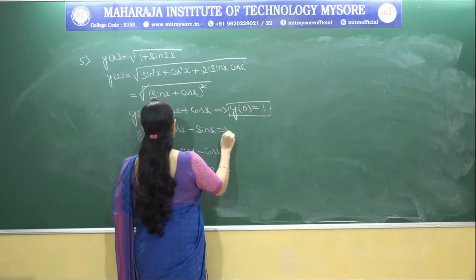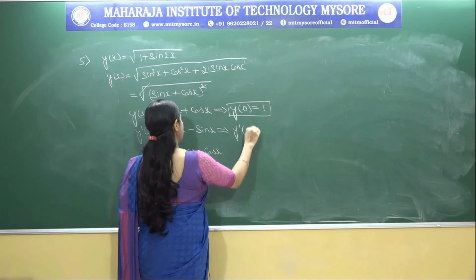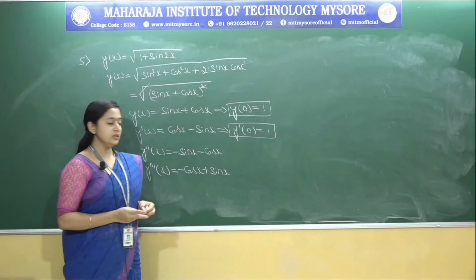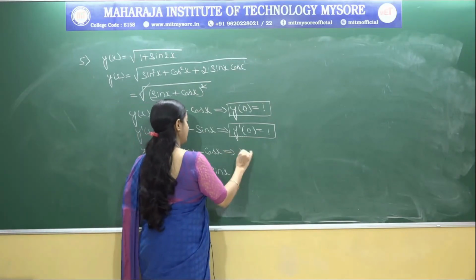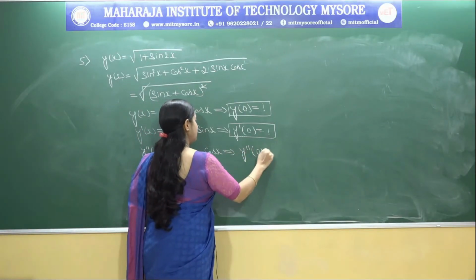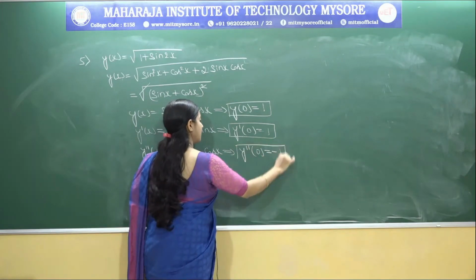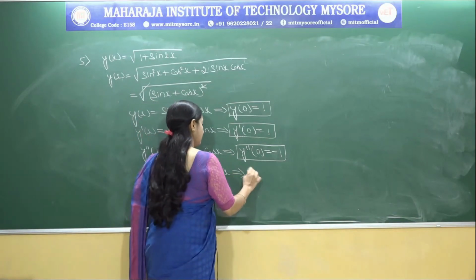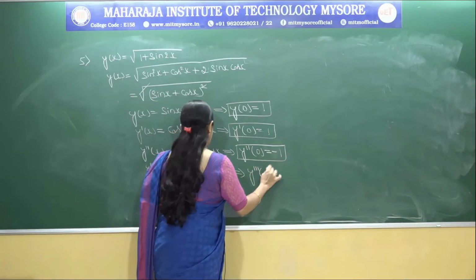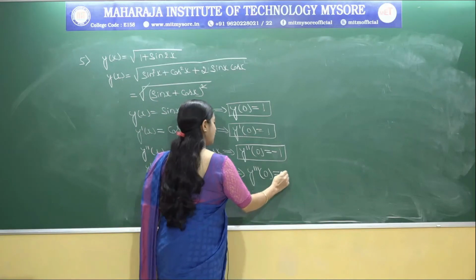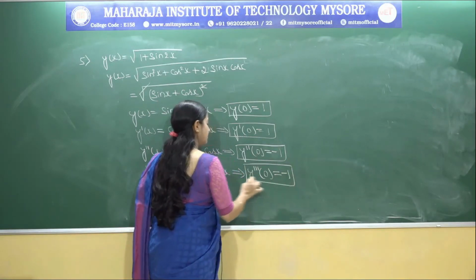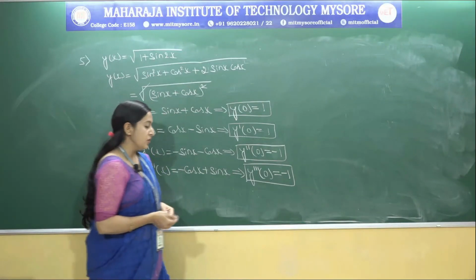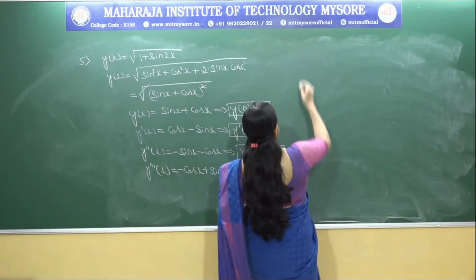Second term, y dash of 0: cos 0 is 1 and sin 0 is 0, so we get the answer 1. The second derivative, y double dash of 0: sin 0 is 0 and cos 0 is minus 1. The third derivative: cos 0 is 1, and since you have the negative sign, we get minus 1. So you have the 4 terms in a series. You can write the Maclaurin series expansion.